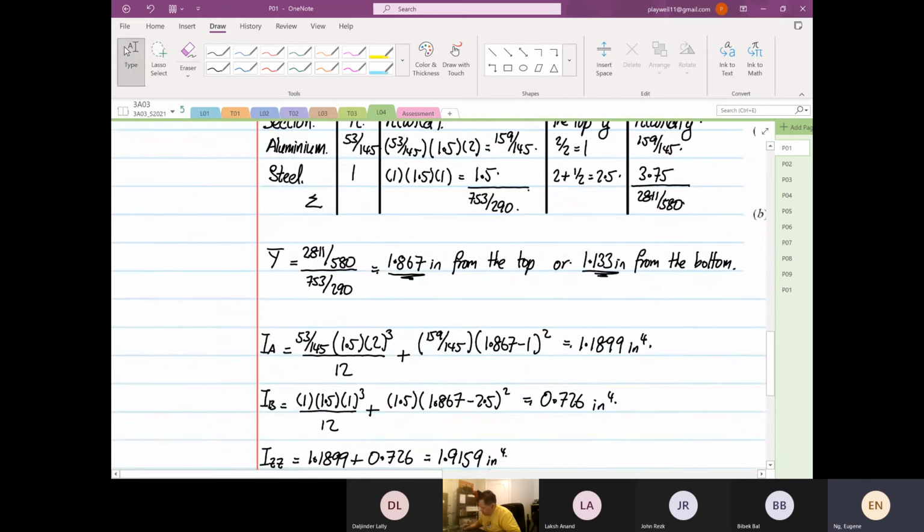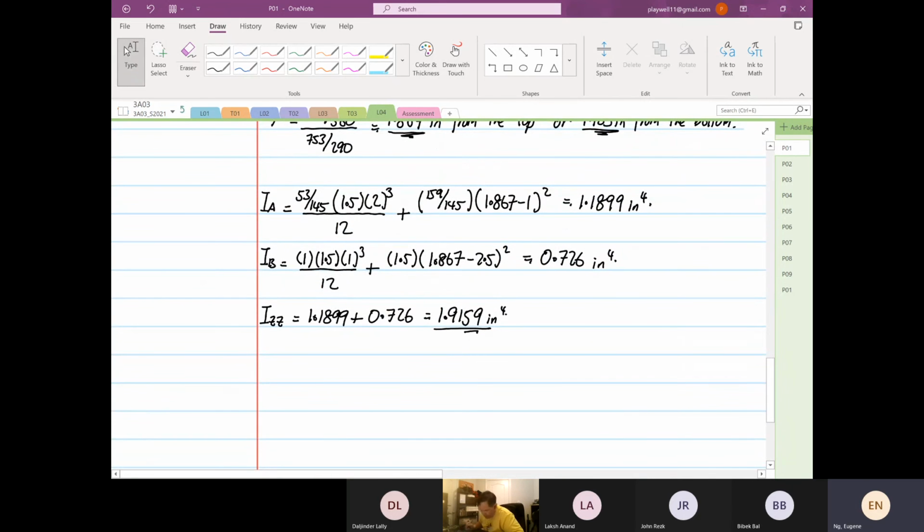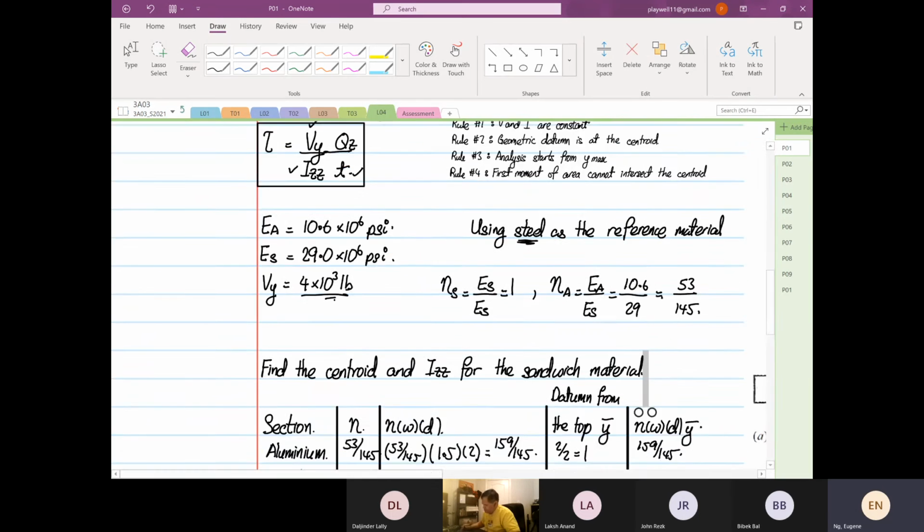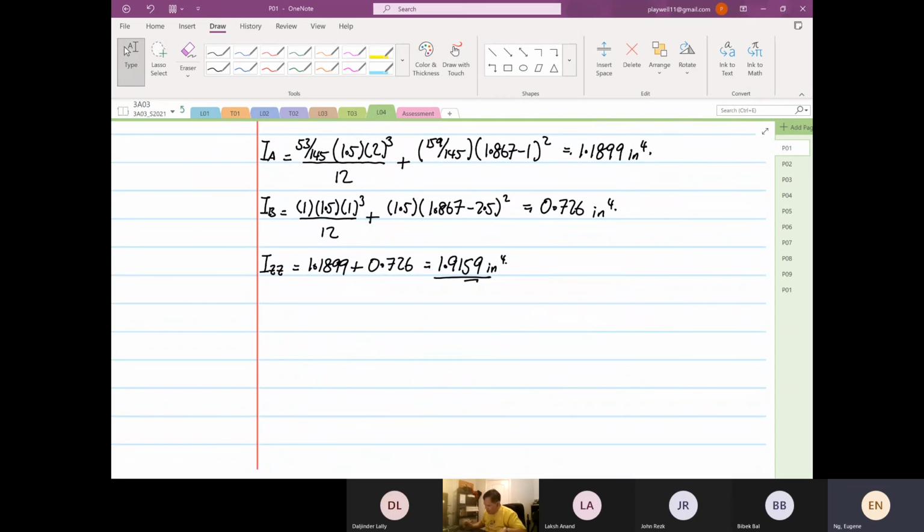Okay, so now the question asks, we are going to find A. Let's see what we have. We know IZZ, we know VY, thickness we know, thickness all are constant is 1.5 inch. So the only one thing that changes is QZ, it is a variable for this case. Okay, so let's look at A. We're going to find the average stress at the bonded surface.